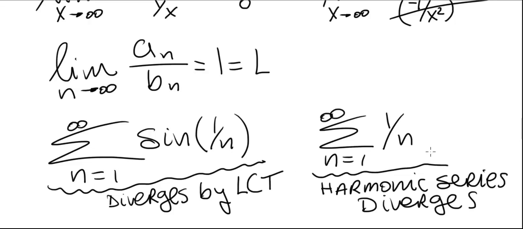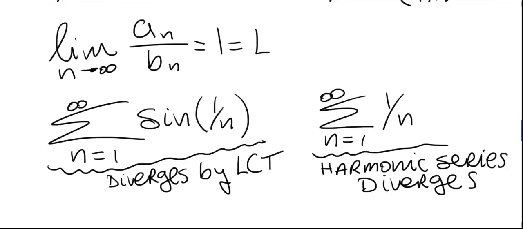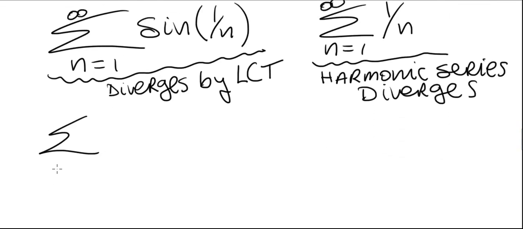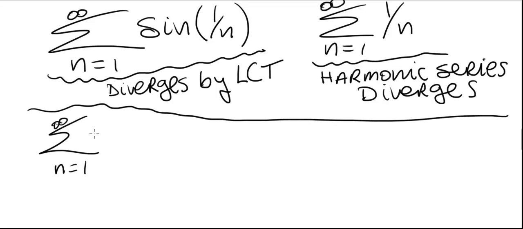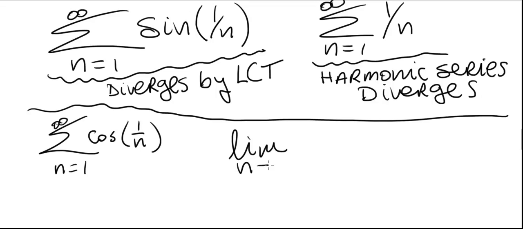Now let's take a look at a similar series, the summation from 1 to infinity of cosine of 1 over n. Now before we rush to use the limit comparison test here, remember how we started the previous problem. We looked at and used the test for divergence. So let's try using that here. We take the limit as n goes to infinity of cosine of 1 over n, and we notice again as n goes to infinity, 1 over n goes to 0. Cosine of 0 is not 0, it is equal to 1.